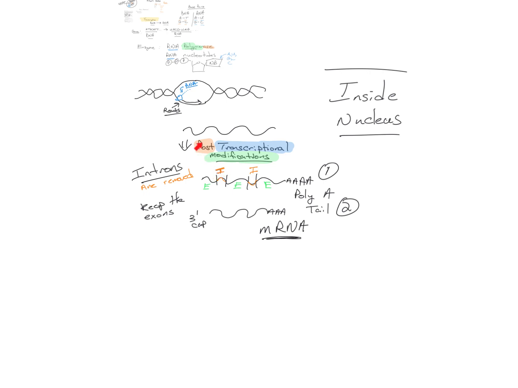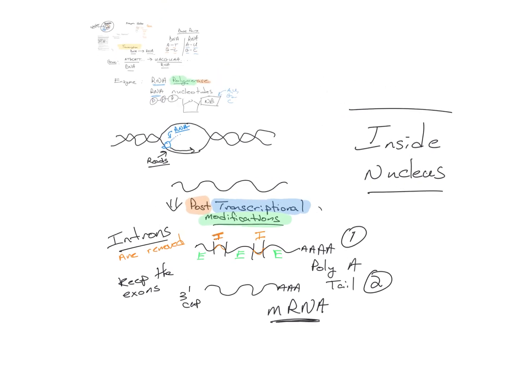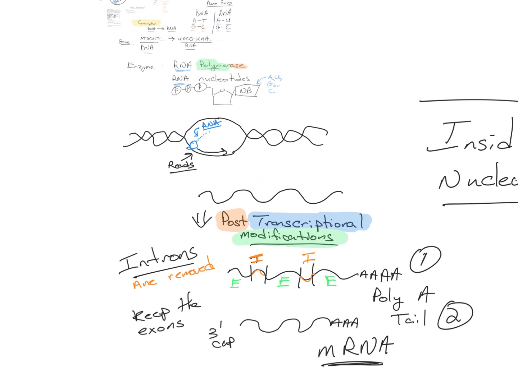Let me start from the very beginning. You have a gene. It's on the DNA. There it is. And it's this enzyme called RNA polymerase that is going to start reading it. And wherever it sees an A, it's going to put a U. Wherever it sees a T, it's going to put an A. Okay? It's the base pairing. Got it? All right.